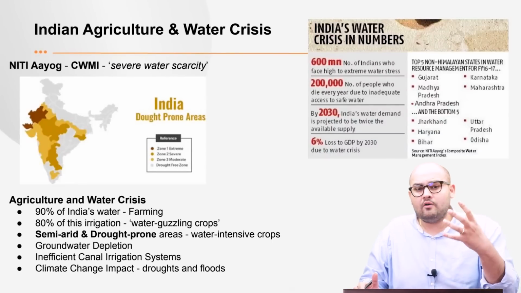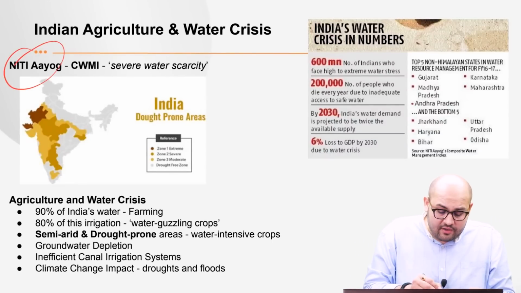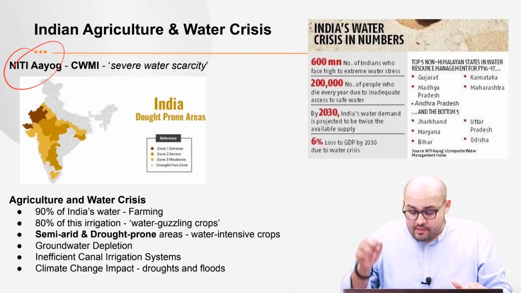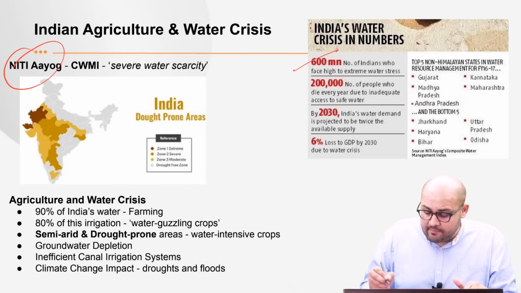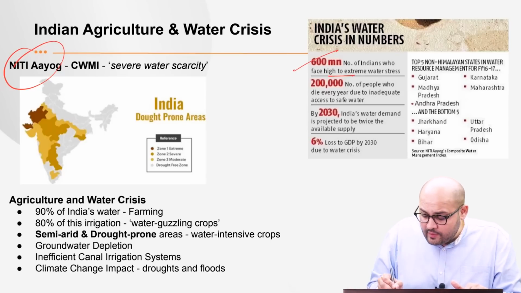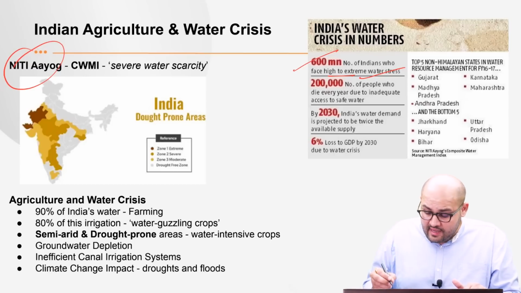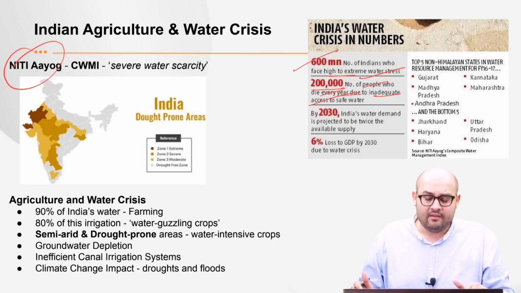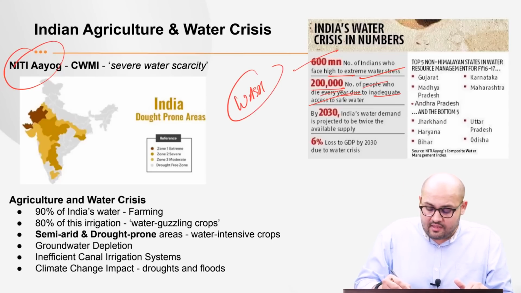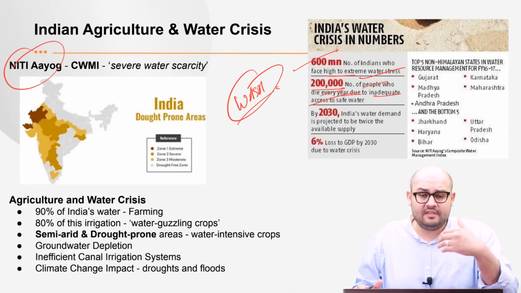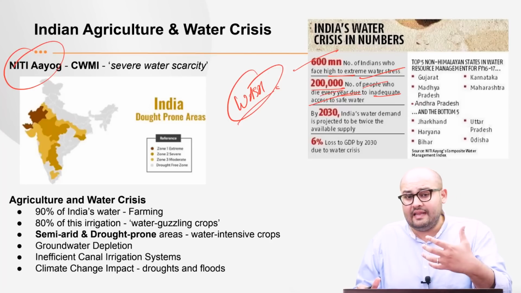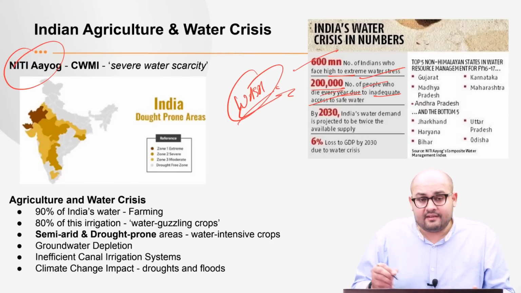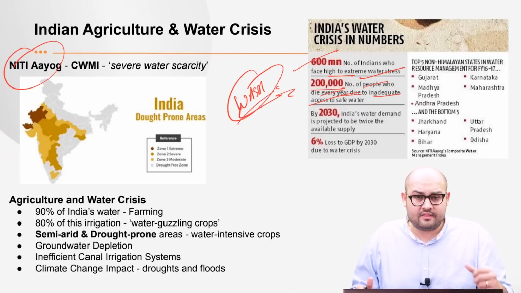Now let's talk about the gravity of the situation. See, we have the Niti Aayog, and it publishes a particular index known as the Composite Water Management Index. This index says that almost 600 million Indians face high to extreme water stress. It also says that 2 lakh people die every year due to inadequate access to safe water, right? So we have water, sanitation and hygiene, right? Inadequate provision of WASH facilities leads to the death of almost 6 lakh people every year. And out of those, almost 2 lakh die because of the unavailability of safe water.